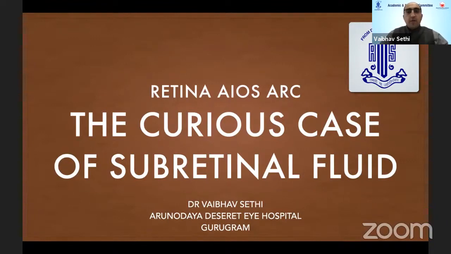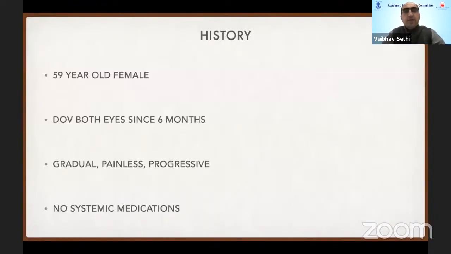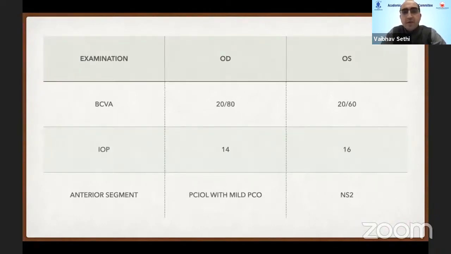So this is a curious case of subretinal fluid. This was a 59-year-old female with decreased vision in both eyes since the last 6 months. She was having gradual, painless, and progressive loss of vision with no systemic history. She came to us in October last month. In the right eye, the best corrected vision was 20/80, and in the left eye 20/60. Anterior segment showed PCIOL with a mild PCO in the right eye and NS2 cataract in the left eye.